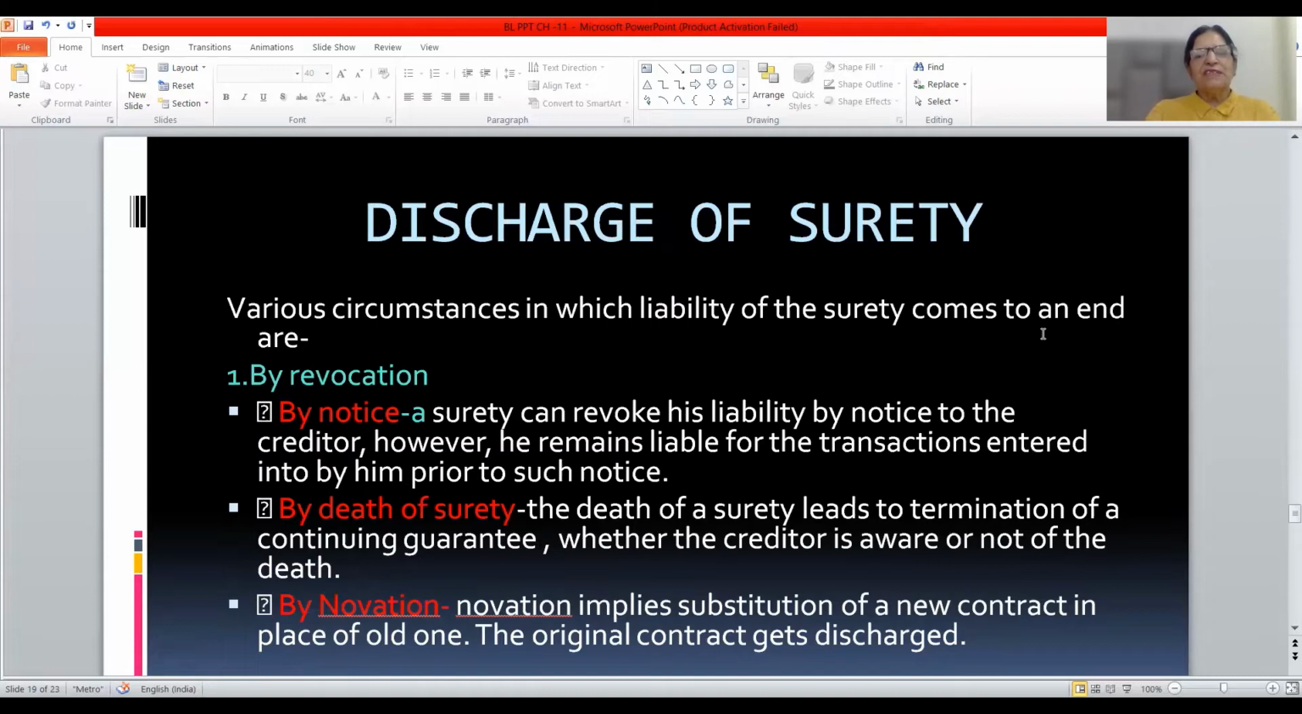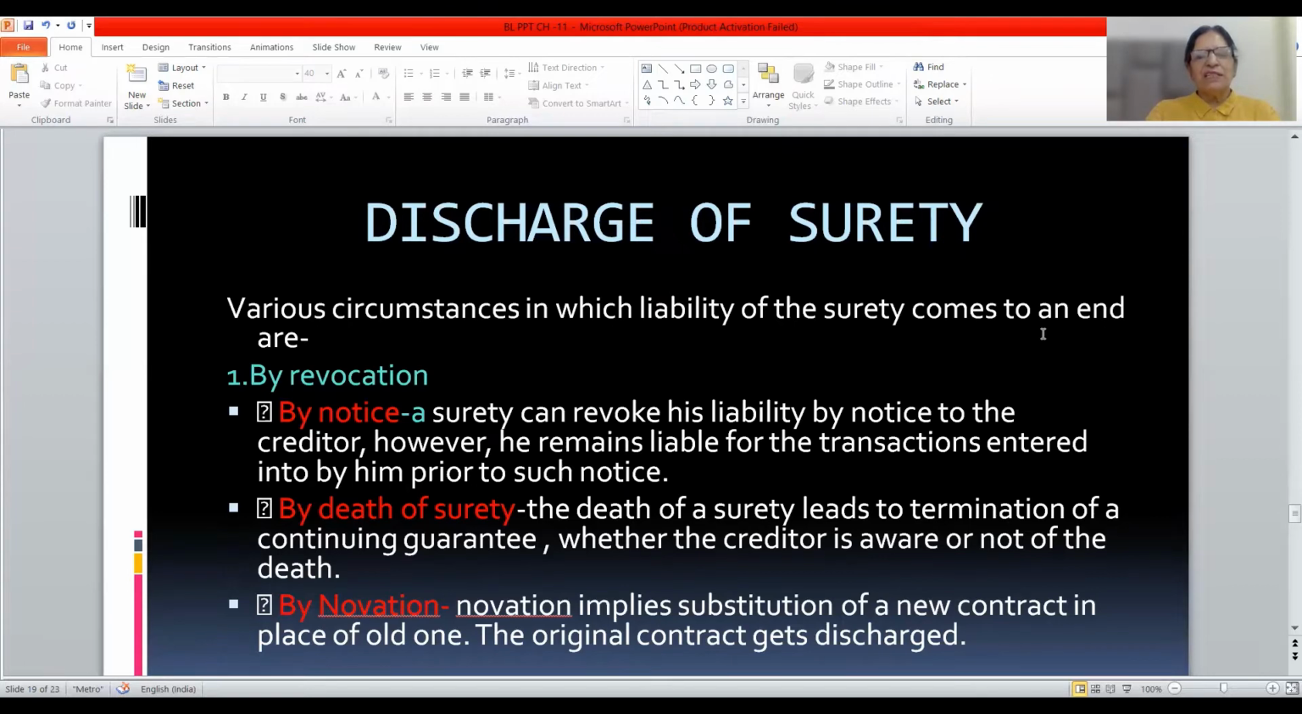So the three headings, friends. First one is revocation. Second one is by act or conduct of the creditor. And third is by invalidation of the contract of guarantee. So I'll take up all the points one by one, and each main point has sub-points, which I will explain. So you all know, friends, the meaning of the term revocation, which means to take back, to withdraw. A guarantee once given can be withdrawn by the surety.